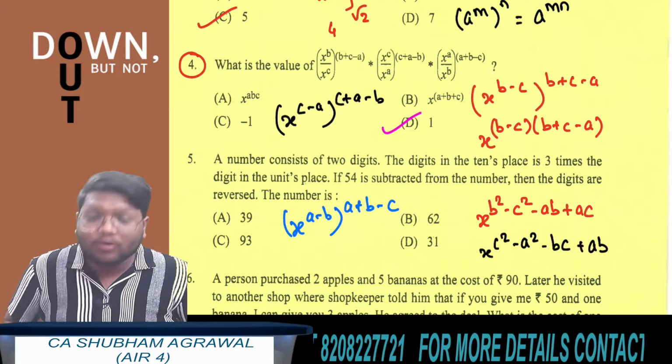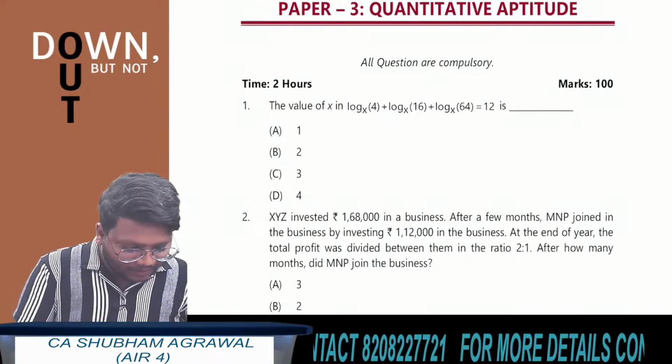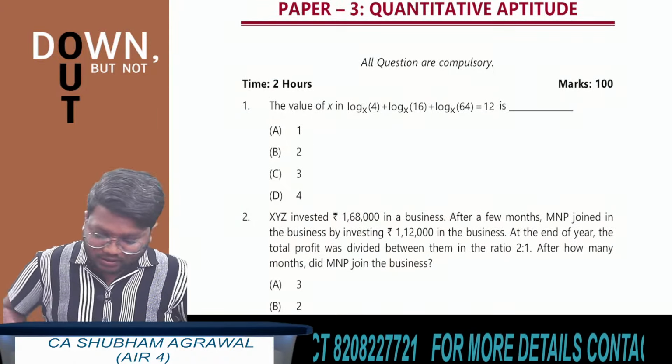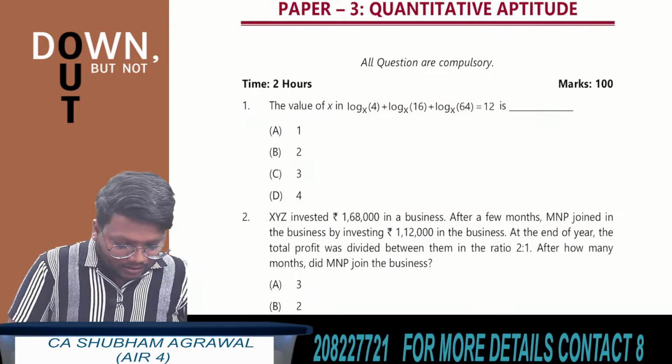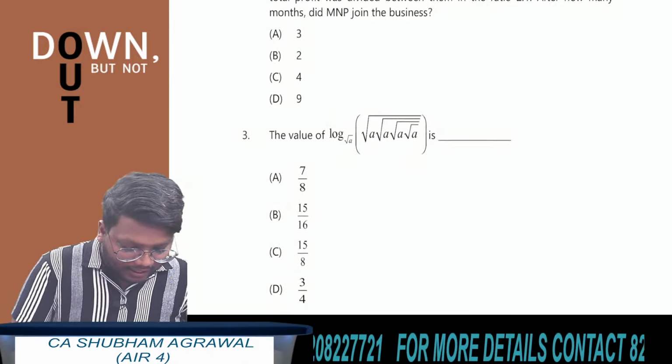Okay, now we are solving some questions from another past year paper. Okay, see, I have opened this question paper. This question paper is of, I think, September 25 attempt, and we are solving all the questions which they have asked from the ratio, proportion, indices and logarithm chapter.